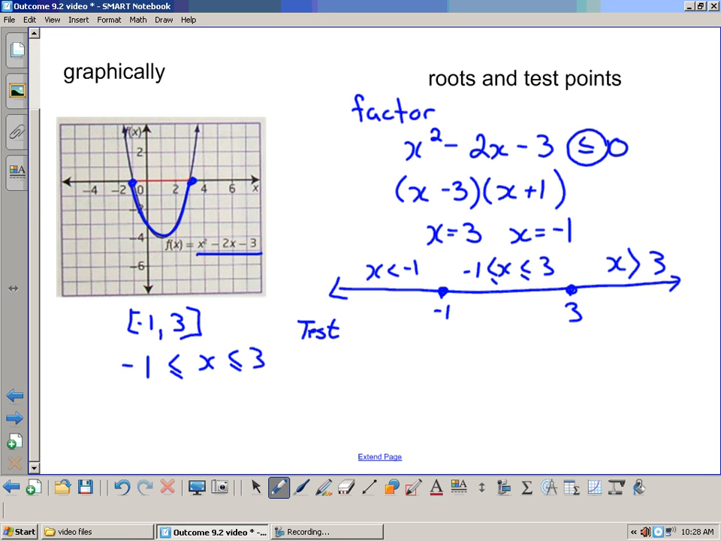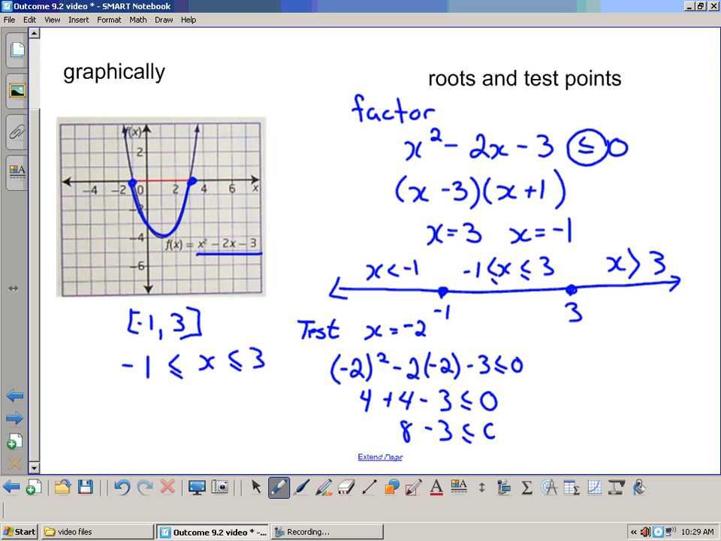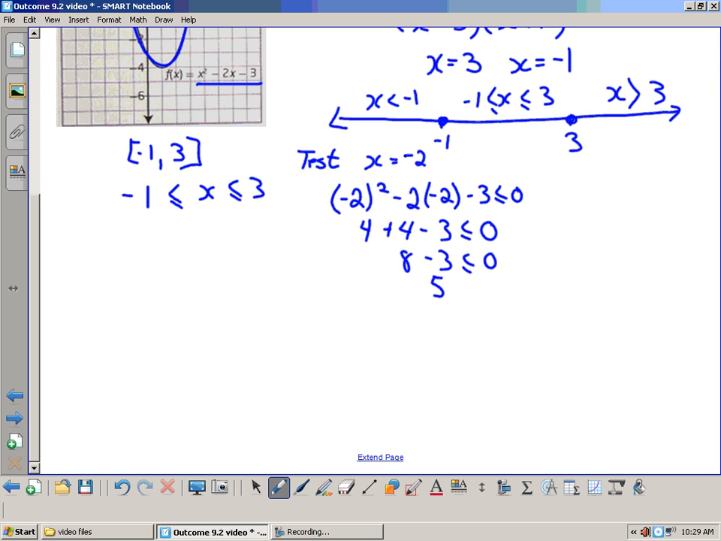Let's start by testing a value where x is less than -1. We're going to test x equals -2. To test -2, we substitute -2 into the original inequality. So we have negative 2 squared minus 2 times negative 2 minus 3, and we want to see whether or not that is less than or equal to 0. Negative 2 squared is 4, minus 4 times negative 2, plus 4, minus 3. 4 plus 4 is 8, minus 3 is 5, which is not less than or equal to 0. So our solution is not in that interval.